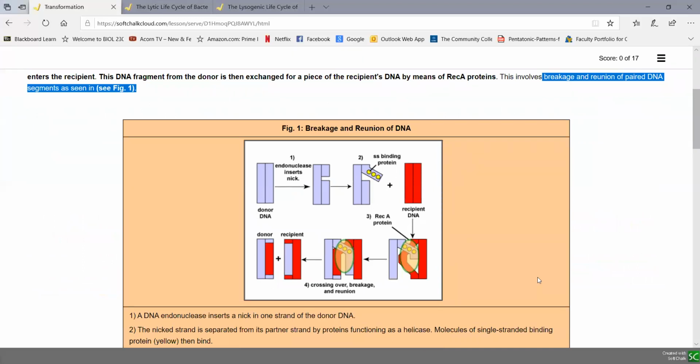During the breakage and reunion process, a strand of the donor DNA is broken with an endonuclease. Then some proteins bind to it so that it doesn't repair with the complementary strand. When that is mixed with recipient DNA, a piece of the donor DNA shown in blue can cross over, like we see down here in step 4, and be inserted into the recipient's DNA, while a piece of the recipient's DNA in red can be bound to the donor DNA. So that's what's involved in breakage and reunion. And this is what allows the Rec-A proteins to eventually take a piece of donor DNA and insert it into the recipient's chromosome, like we see on the far left at the bottom.